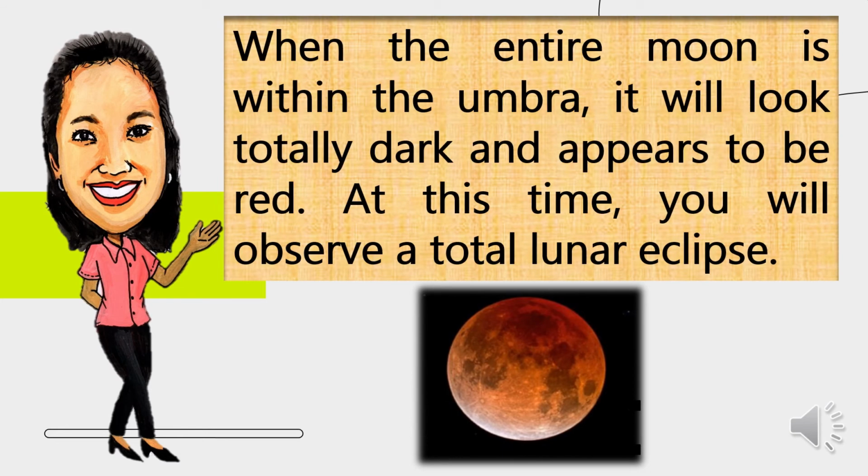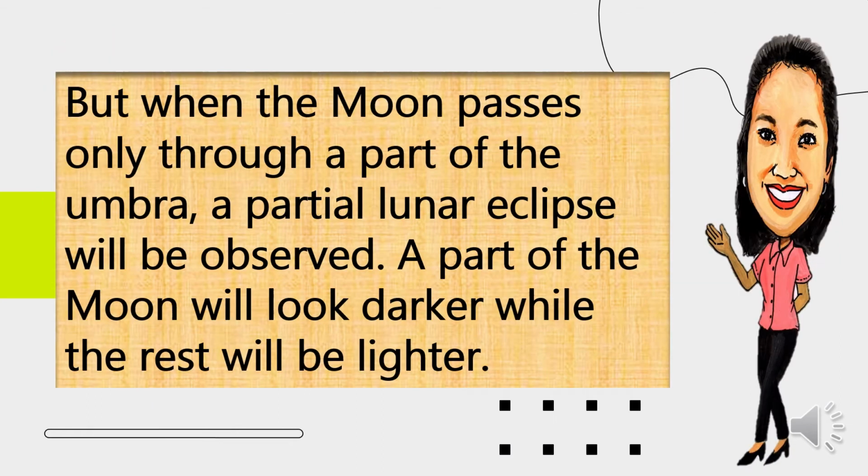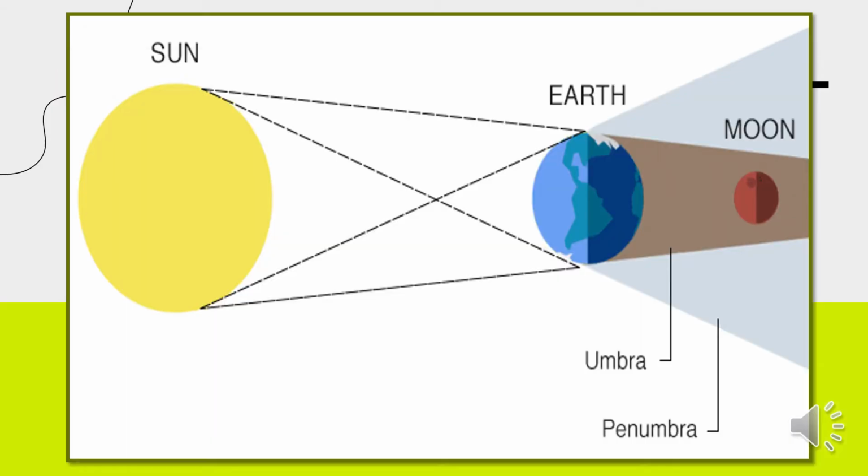When the entire moon is within the umbra, it will look totally dark and appears to be red. At this time, you will observe a total lunar eclipse. But when the moon passes only through a part of the umbra, a partial lunar eclipse will be observed. A part of the moon will look darker while the rest will be lighter. The diagram shows total lunar eclipse in which the sun, earth, and moon totally align in space.